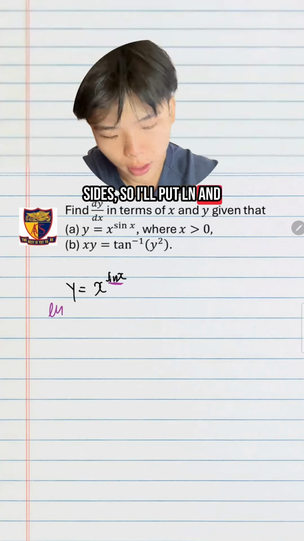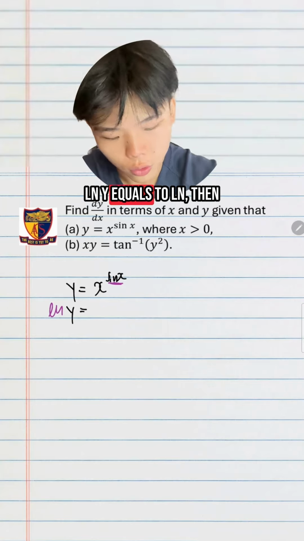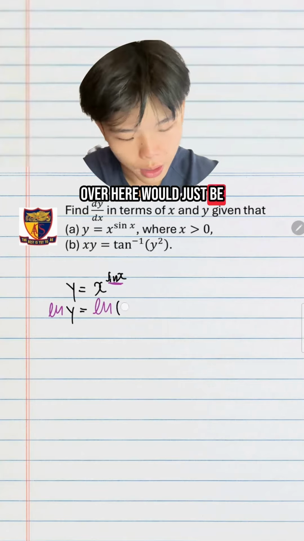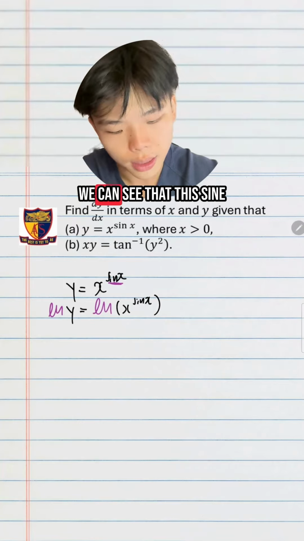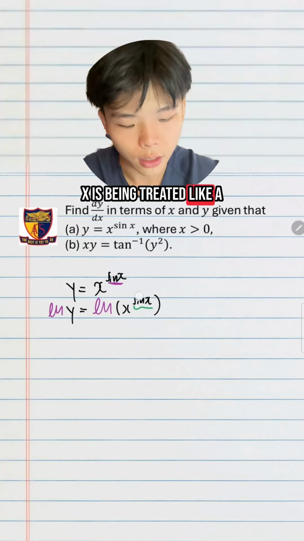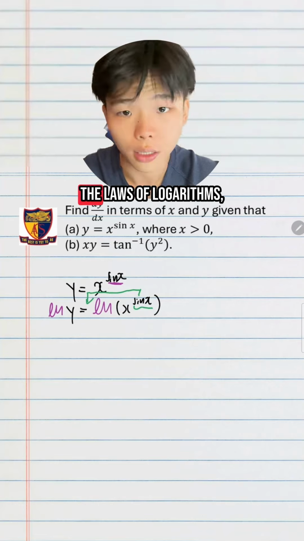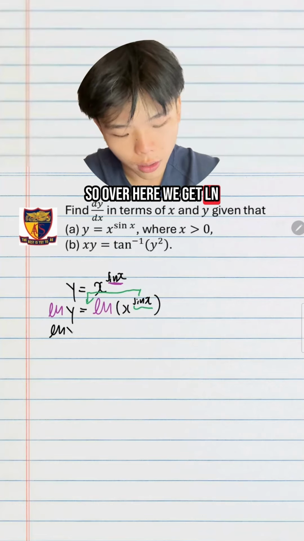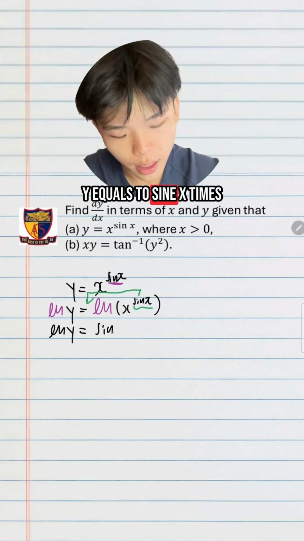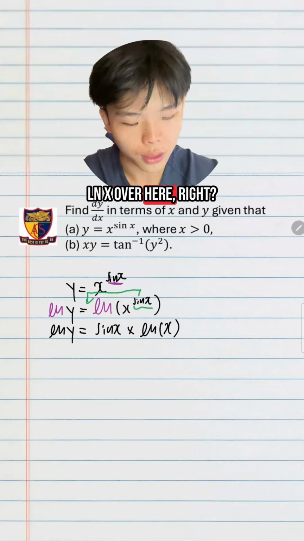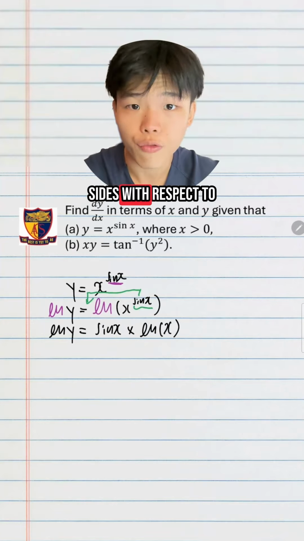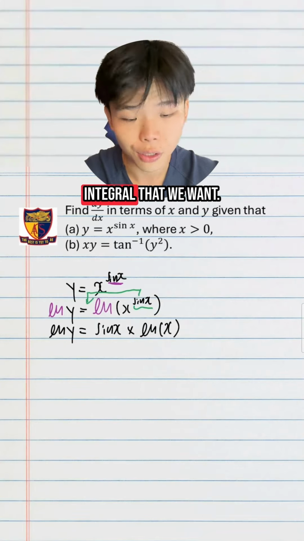So I'll put ln, and then here will be y, right? ln y equals ln, then over here will just be x to the power of sine x. And over here we can see that this sine x is being treated like a coefficient because we can bring this forward using the laws of logarithms. So over here we get ln y equals sine x times ln x, right? So now we can differentiate both sides with respect to x to get the derivative that we want.